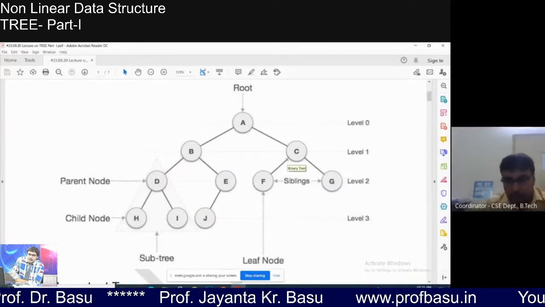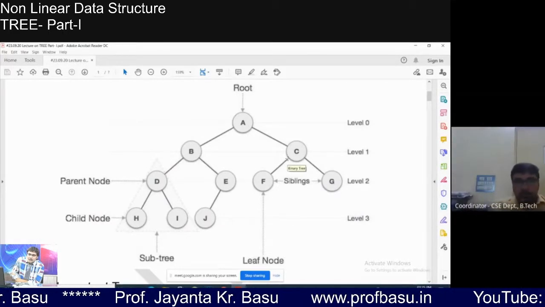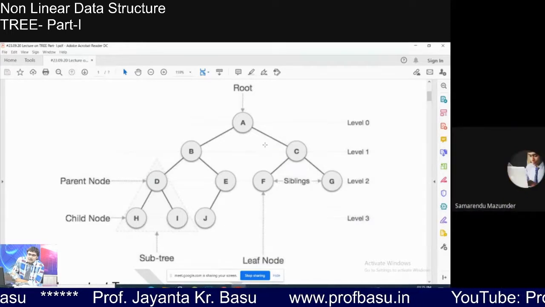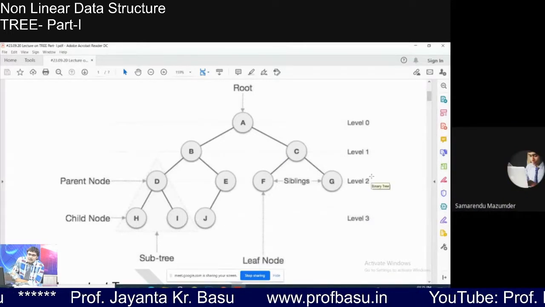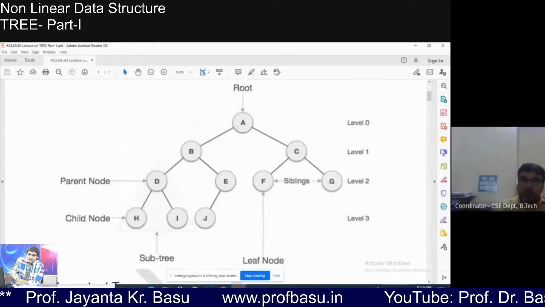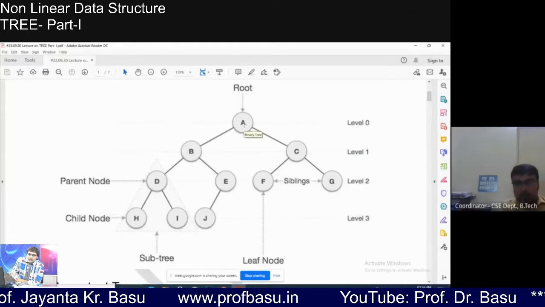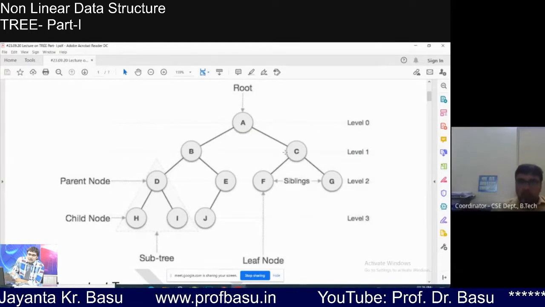So coming back to the, yes, the screen is visible, na? Hello. Yes, sir. So I already discussed. So this is a binary tree. Here you can see that at least one node will have maximum 2 children. Right.